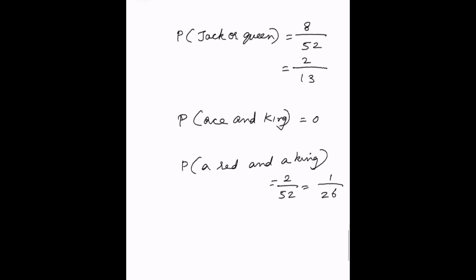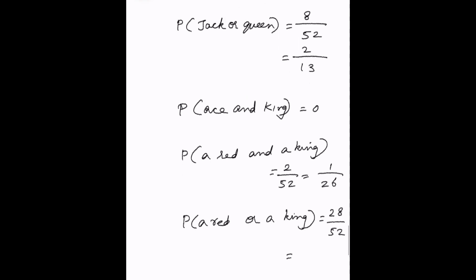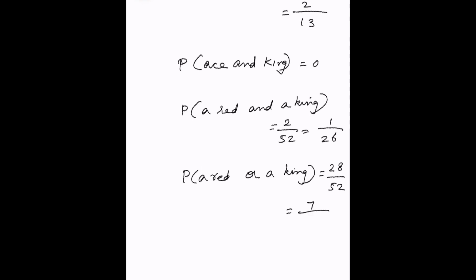Then is a red or a king. So that is red or a king. 28 by 52. Yes, that is going to be 28 by 52, which would be 7 by 13.